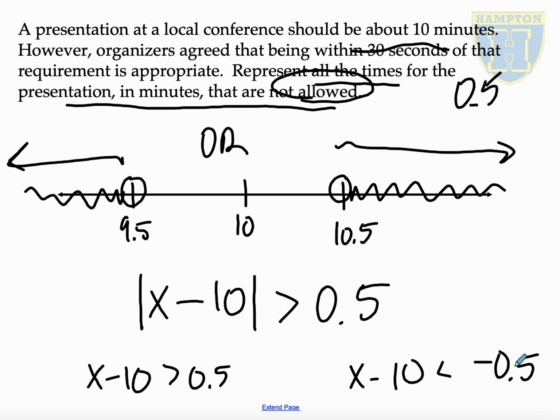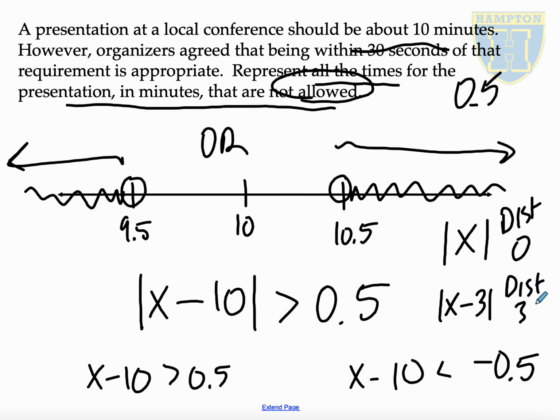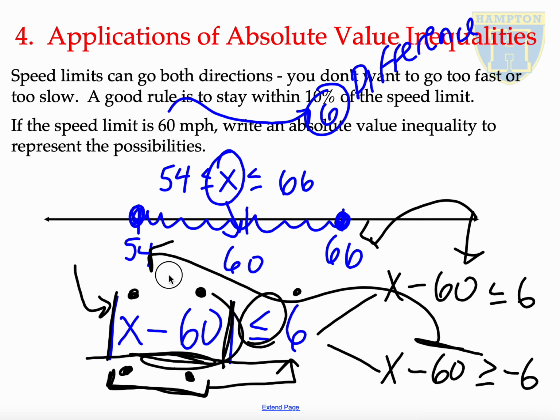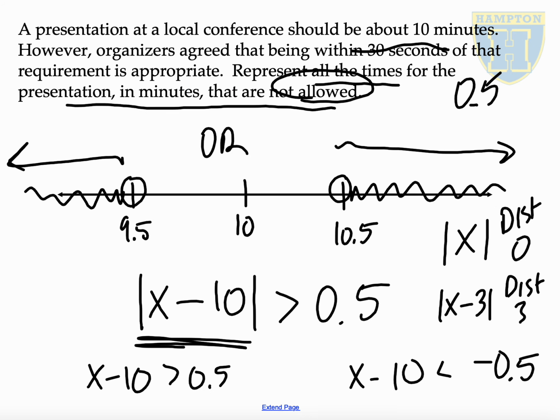Careful reading of the question, understanding that the absolute value is a distance calculation, and understanding that you can shift that distance. When you first learned the absolute value, you learned that this was a number's distance from 0. But as soon as you shift it somewhere else, now this is going to talk about, for example, its distance from 3, or its distance from 10, or a number's distance from 60. All that's happening is you're moving that distance.